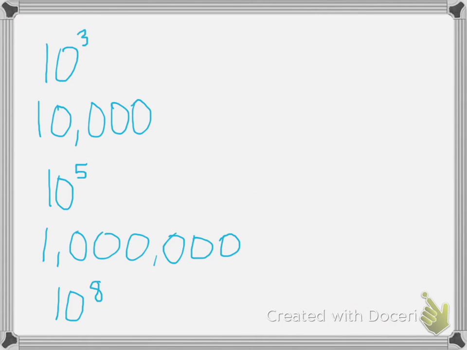Number 3 says rewrite each number in standard or exponential notation. So 10 to the third is obviously an exponential, so we need to rewrite it into standard. Since it's 10 to the third, we have our 1 with 3 zeros, which is 1,000. 10,000 is in standard form, so we need to rewrite it in exponential notation. Our base is going to be 10, and then we have 1, 2, 3, 4 zeros, so it's 10 to the fourth. 10 to the fifth is an exponential notation, so we need to write it in standard form. So it's a 1 with 5 zeros.